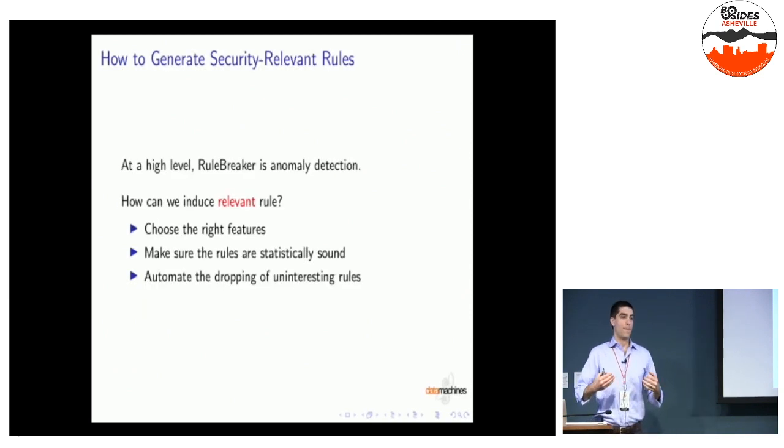Okay. But these are just correlations. Correlations, especially in really big data, are everywhere. Most of them are meaningless. How do we generate ones that are security relevant? If you're thinking that, you're asking exactly the right question. So a couple ways: choose the right features, make sure the rules are statistically sound, and then automate the dropping, right, the trashing of uninteresting rules and breakages.